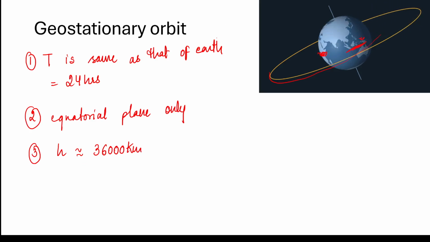So what's the use of having such a satellite? It is used for weather monitoring. If you want to know what kind of weather there is for a particular place on Earth for the next 24 hours or for next week, the satellite has to be always above that position. So it's used for weather monitoring, TV communication, and all of that.